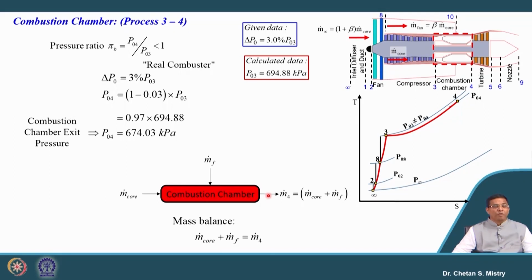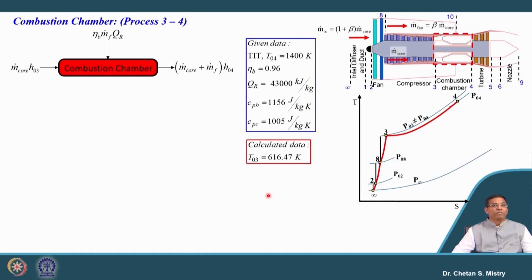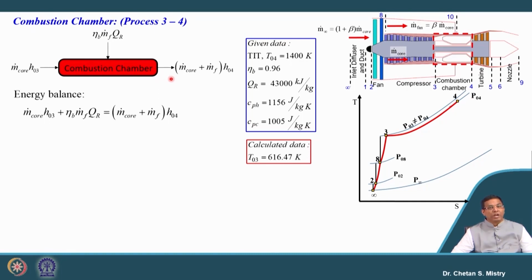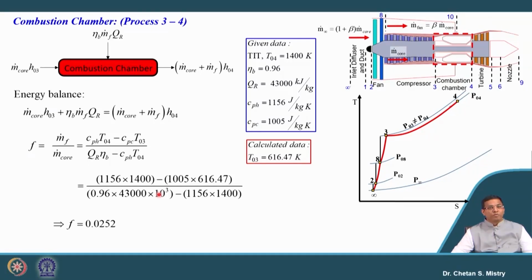Okay. Now, we know that in order to calculate the fuel air ratio, we will go with an energy balance. So, for this energy balance, the heat input is in terms of m dot core H03, plus mf into Cv into your burner efficiency. My exit will be m dot core plus mf into H04. If we put in these numbers, my fuel air ratio comes to 0.0252.